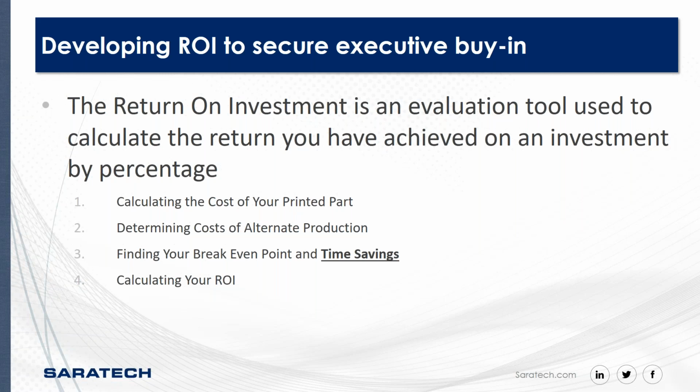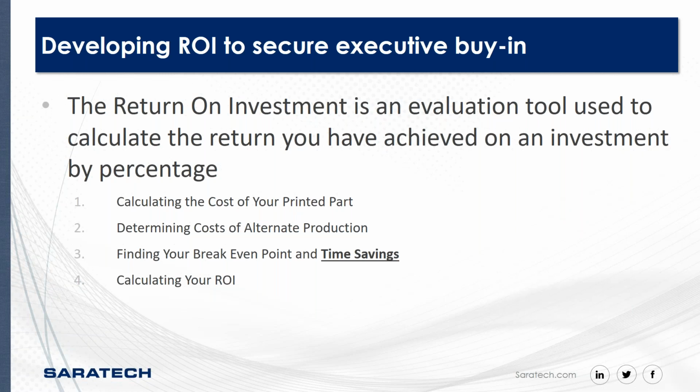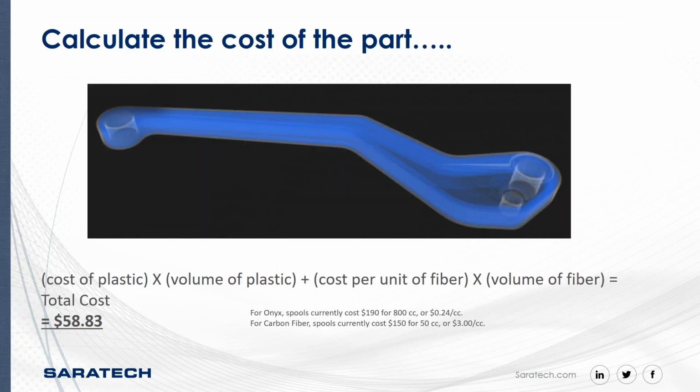In doing the ROI, you want to start off with calculating the cost of your printed part, then determine the cost of alternate production, or it could just be the cost of what you're doing today, finding your break-even point, as well as calculating the time savings, and then ultimately getting to the actual ROI. So the ROI is the core of it, but we have a couple other elements to it that I think really help strengthen it. That first part is calculating the cost of the part.